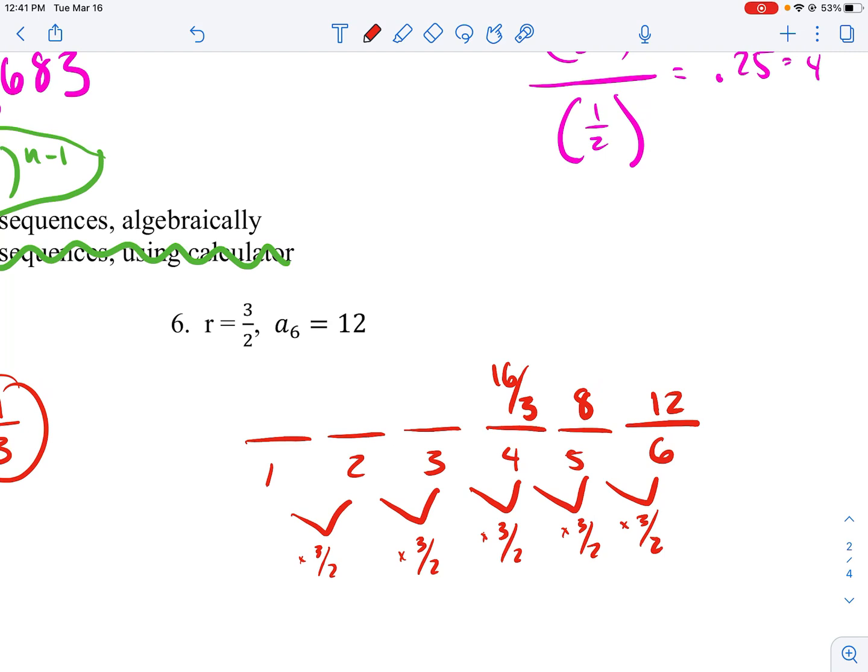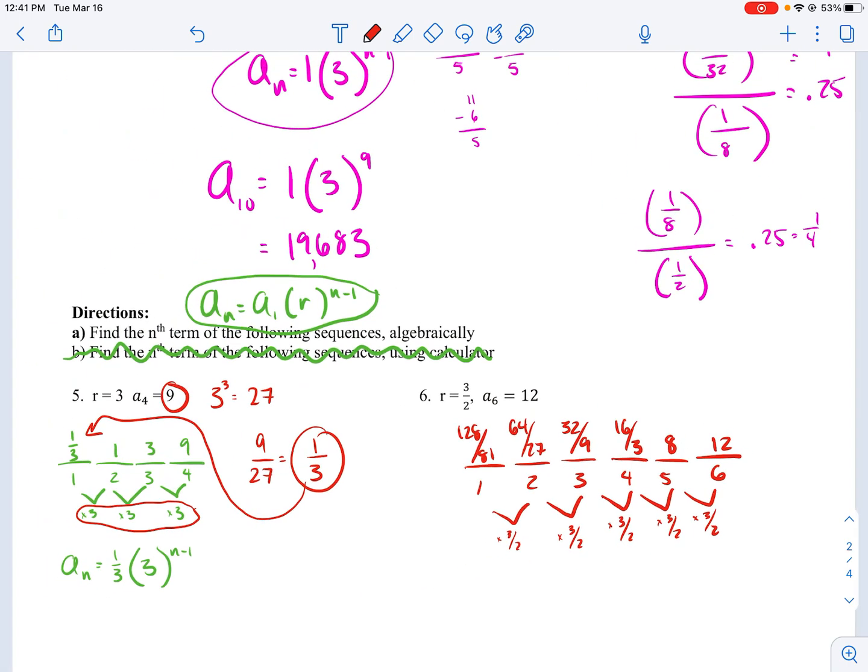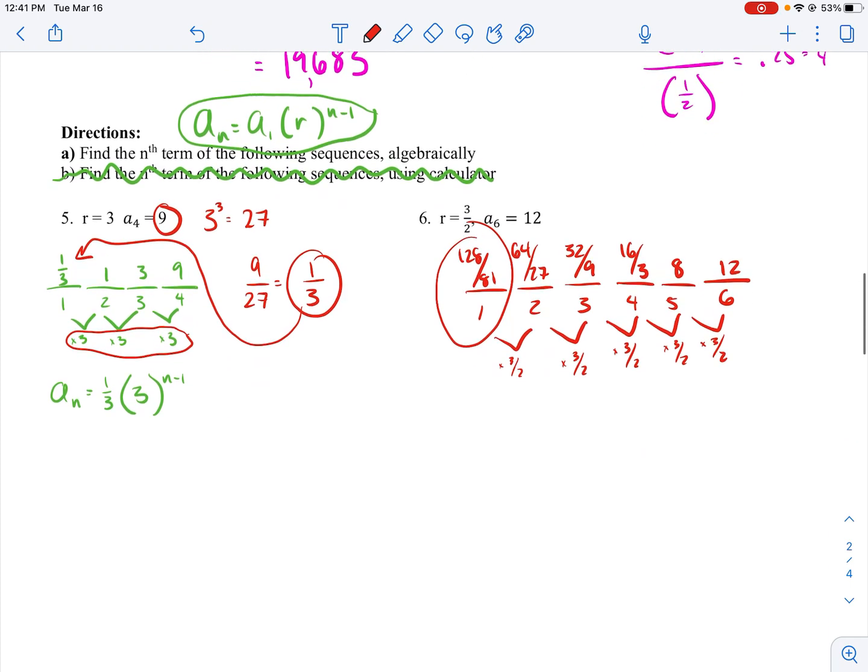So when you do 16/3 divided by 3/2, okay, well that gives me 3.555. Math frac, 32/9. Divide that by 3/2. Math frac, 64/27. Divide that by 3/2. Math frac, 128/81. Okay, so here's our first term. So let's write it in. A sub n is equal to 128/81 times 3/2 raised to the n minus 1.